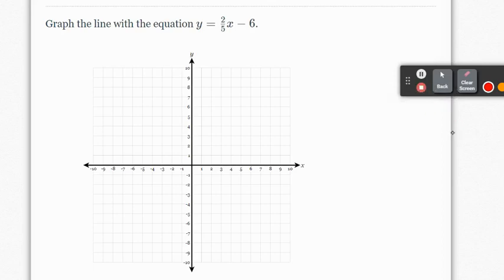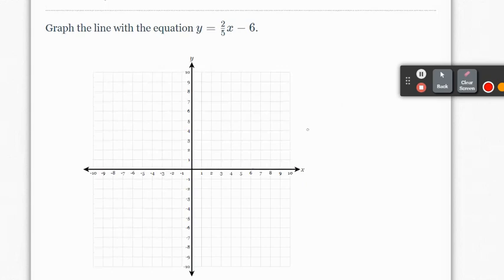We're going to practice graphing a line, and the equation of a line that we're working with is in slope-intercept form. So what we want to do is identify the y-intercept as -6 and the slope as 2/5. So the equation is y equals mx plus b. B is your y-intercept.